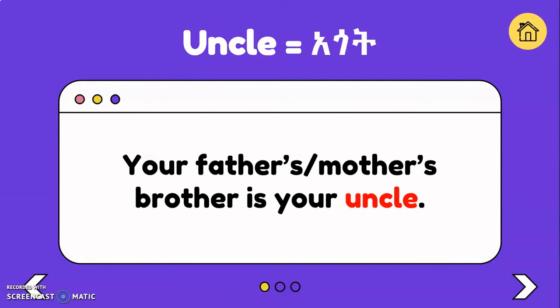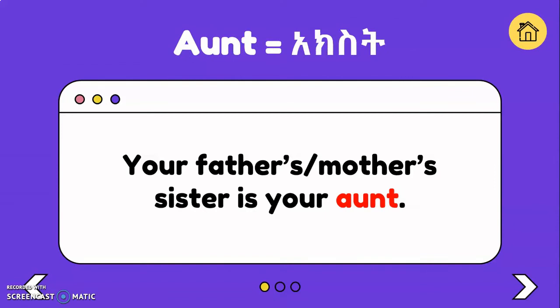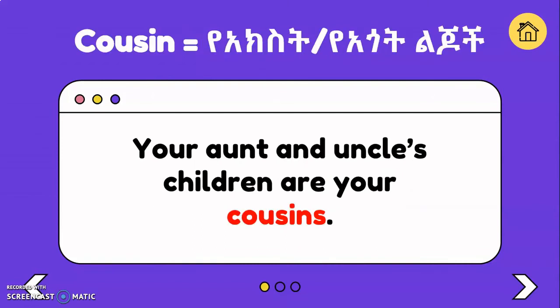Uncle. Your father's or mother's brother is your uncle. Aunt. Your father's or mother's sister is your aunt. Cousin. Your aunt and uncle's children are your cousins.